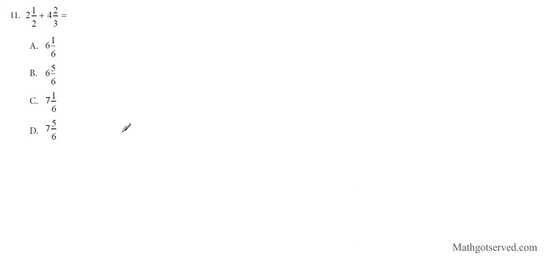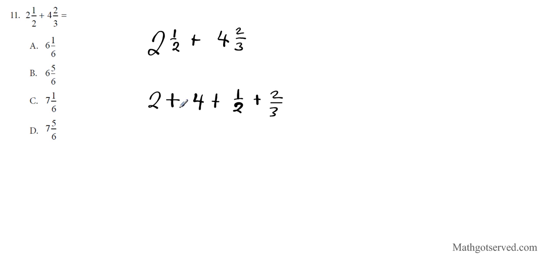So we're asked to add these two mixed numbers, 2 and 1/2 plus 4 and 2/3. So how about we separate these numbers? I'm gonna put the integers next to each other, 2 plus 4, and then put the fractions next to each other, 1/2 plus 2/3. Okay? These are easy to resolve. 2 plus 4 is 6.